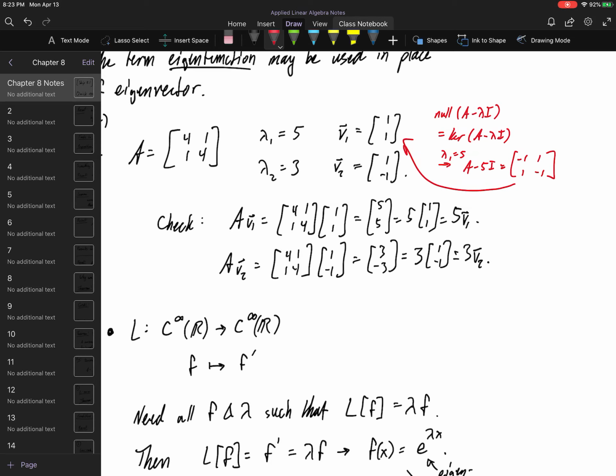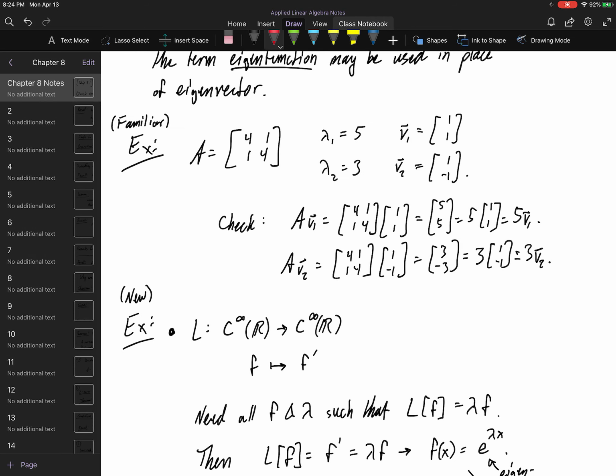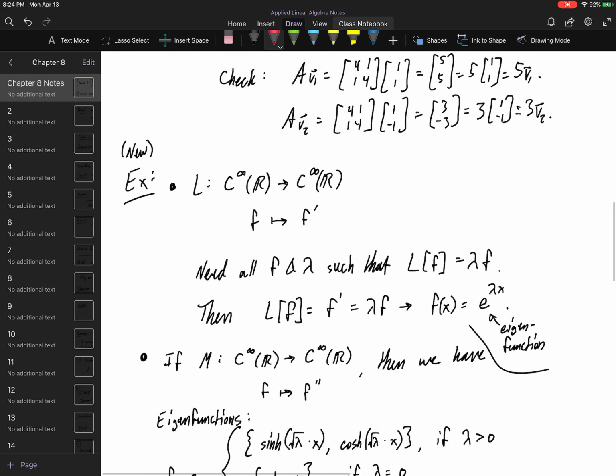And V1 here is what we call an eigenvector for the matrix A associated with the eigenvalue lambda equals 5. Very similarly, we could pick up V2. We can verify that these are indeed eigenvalues and eigenvectors just by carrying out the computation. What is A times V1? Multiply it out and then factor out what you think is the eigenvalue, and you should get back the vector that you fed in, or at least a multiple thereof. Okay, so that should be familiar.